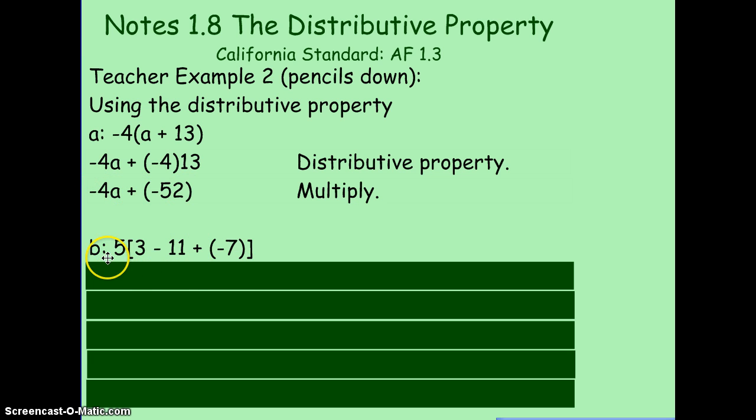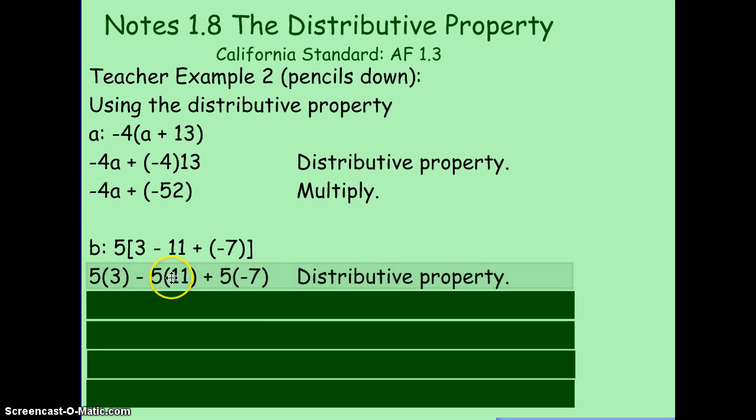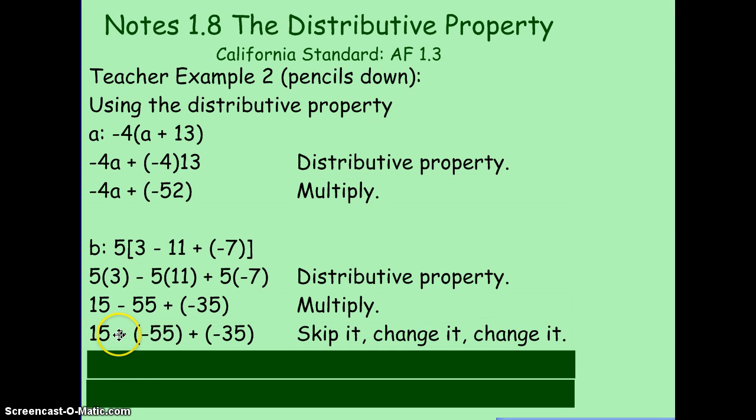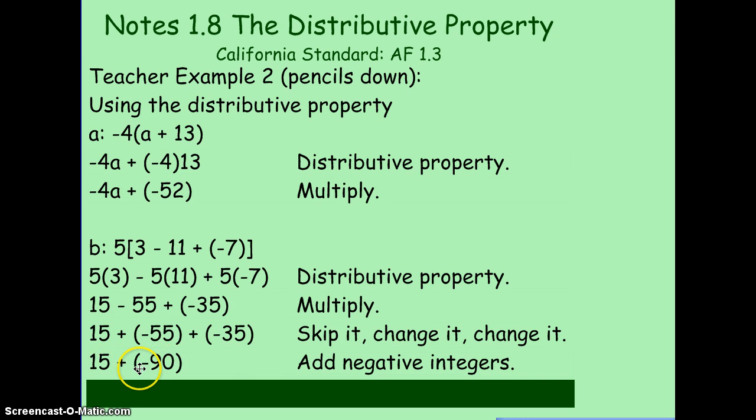Problem B, notice I have 3 numbers that the 5 needs to be distributed to. So I multiply the 5 by all 3 of them. Then I multiply 15, 55, and negative 35. Then I skip change, so I'm working all with addition, because I never want to work with subtraction when I'm working with negatives. Now I can add my 2 negatives together, and then I add my negative and positive, which means I'm secretly subtracting.